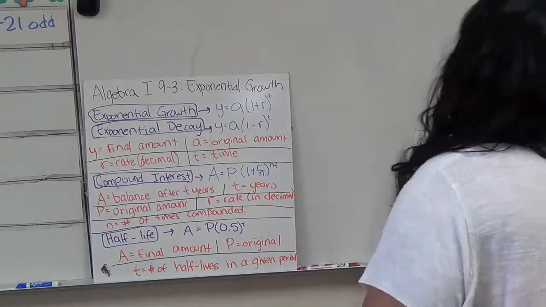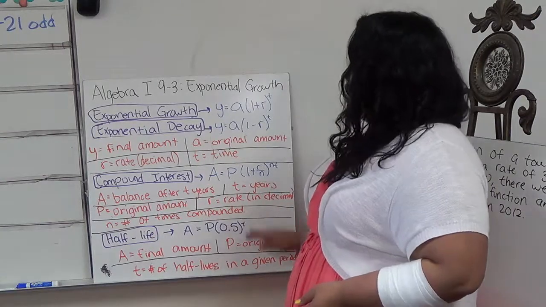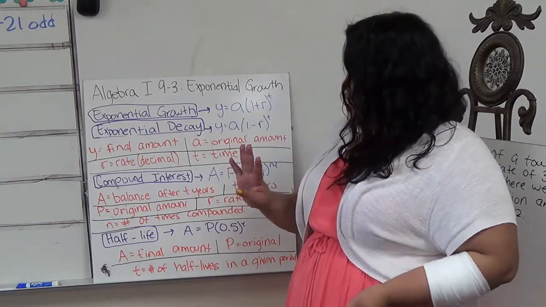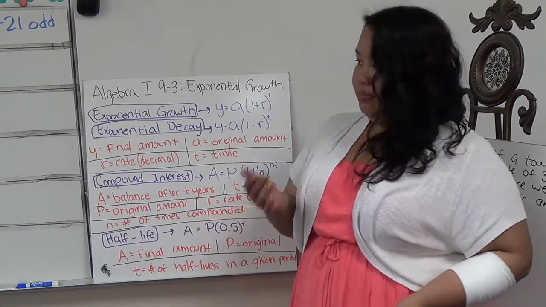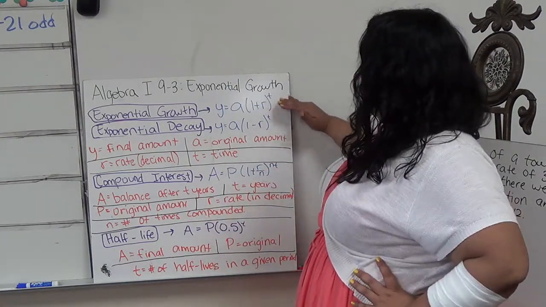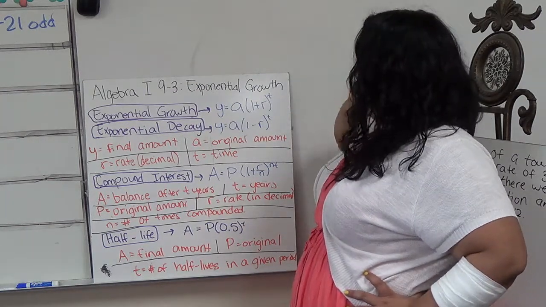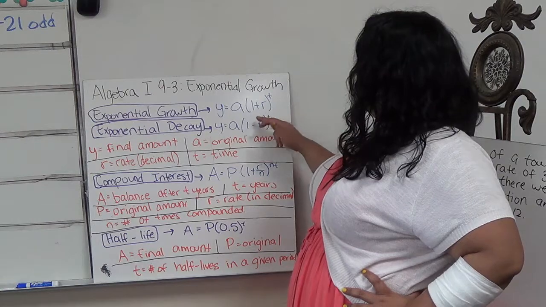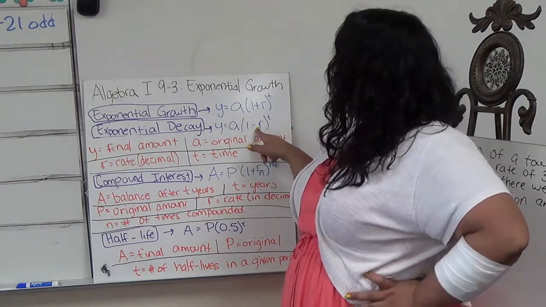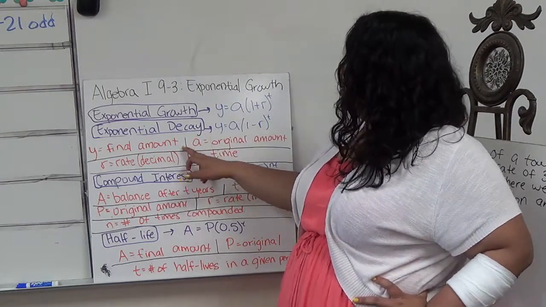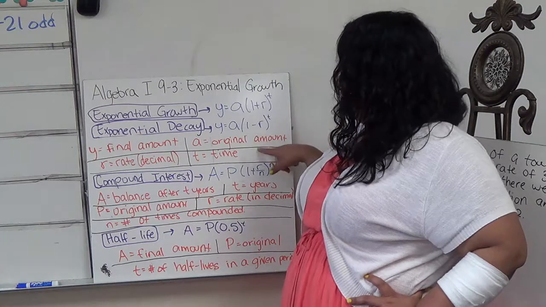In Algebra 1, Section 9.3, we're dealing with exponential growth. In this section, we have 4 different equations, but they all deal with increasing exponentially. Exponential growth and exponential decay equations are like this, except in growth we have a plus r here, and in decay we have a minus r. And y equals the final amount, a the original amount, r the rate in decimal, and t is the time.